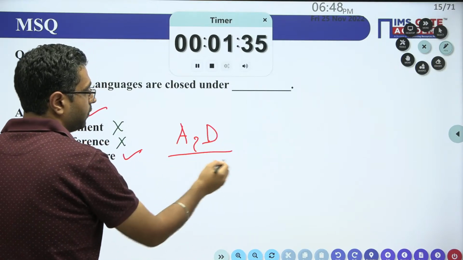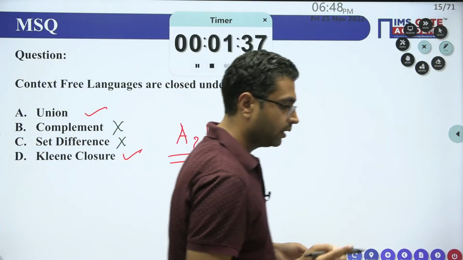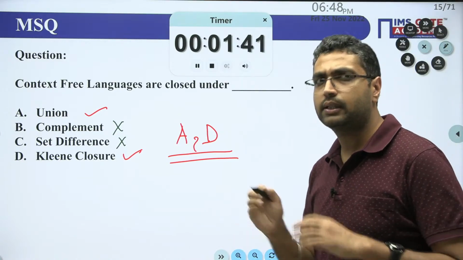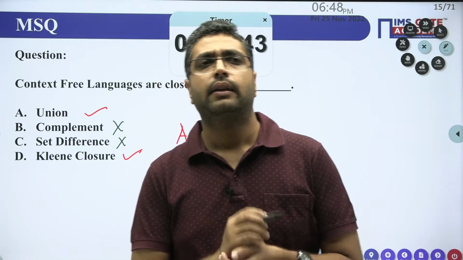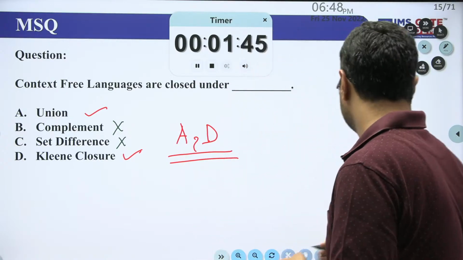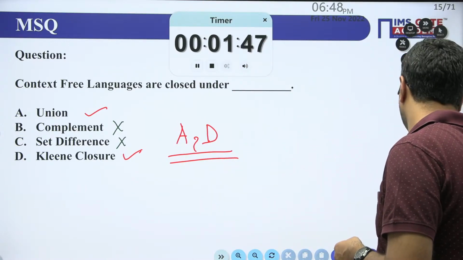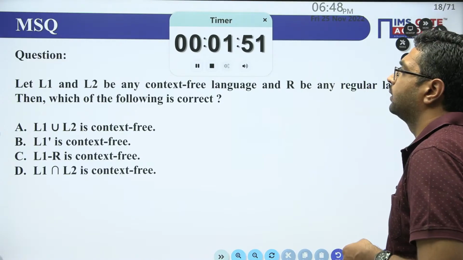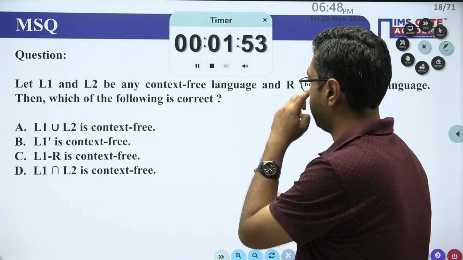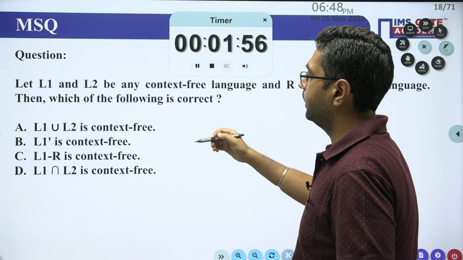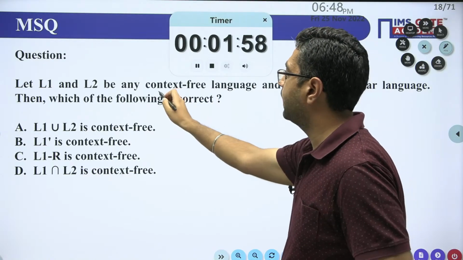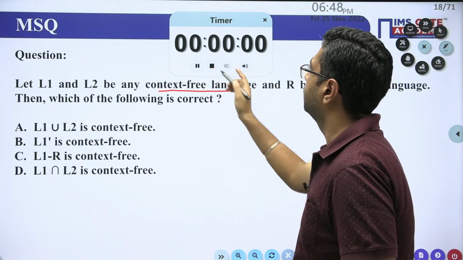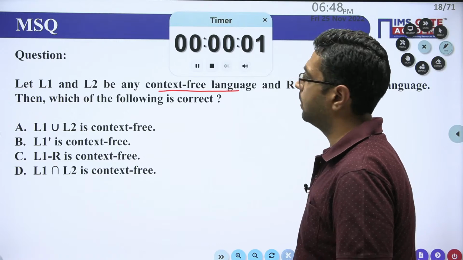So by this we move to our last question for closure properties. Let's see the last question on closure properties, and then we will start with the DFAs and the finite automata, right? So let's see the last question on closure properties. Yeah. Here again you will realize the importance of context-free languages. That is why I purposefully kept the last question. So again, I'll give you 2 minutes to solve this question.